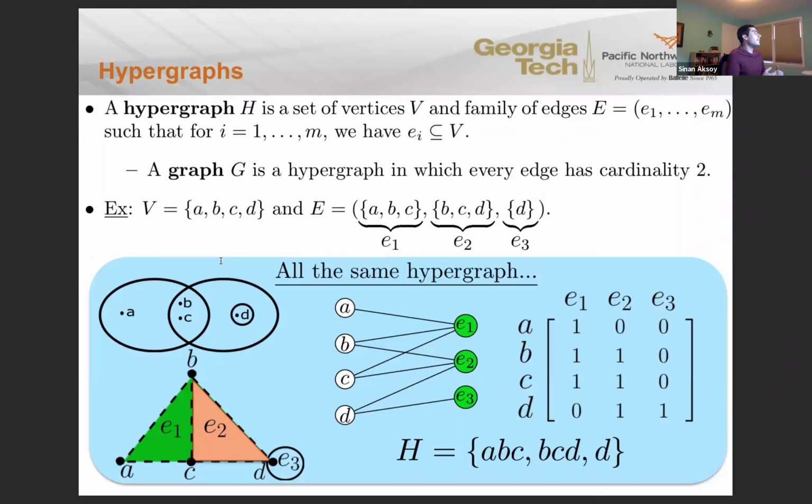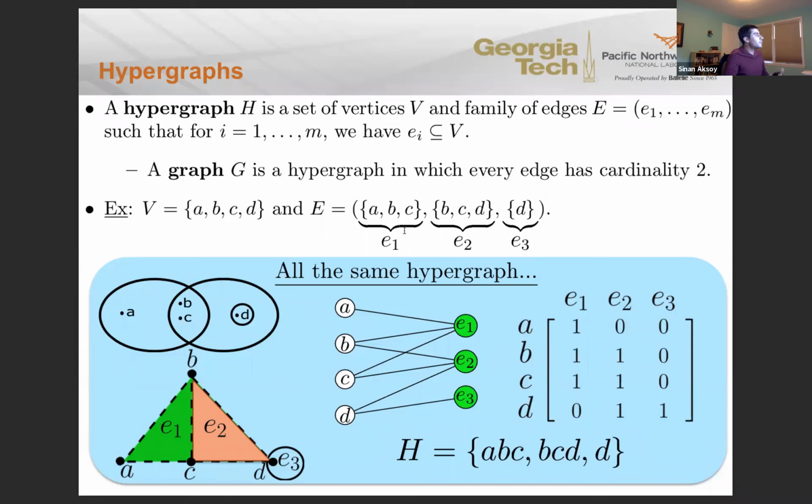So what is a hypergraph? A hypergraph is just a generalization of a graph in which an edge can connect more than two vertices. More formally, a hypergraph is a set of vertices and what I want to call a family of edges, not a set, but a family of edges, E1 through En, such that each edge is a subset of the vertex set. So a graph is just a hypergraph in which each edge has exactly two elements. And here I've given an example of a hypergraph on 4 vertices with 3 hyperedges.